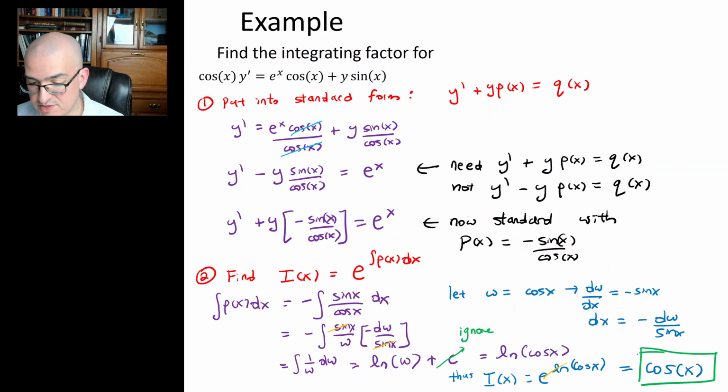And if we wanted to continue, then we would do 1 over cosine of x times the integral of cosine of x times e to the x, which would not be a very nice integral, but it's one that we have the tools necessary to solve.